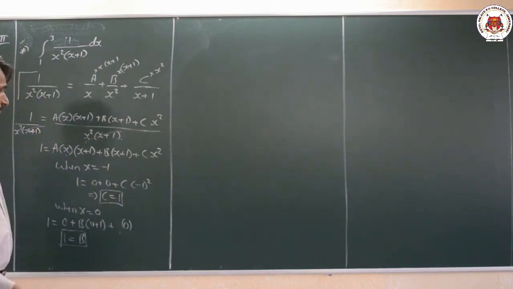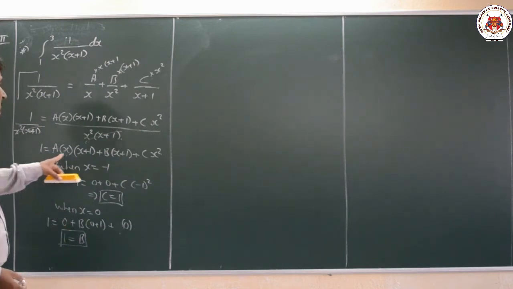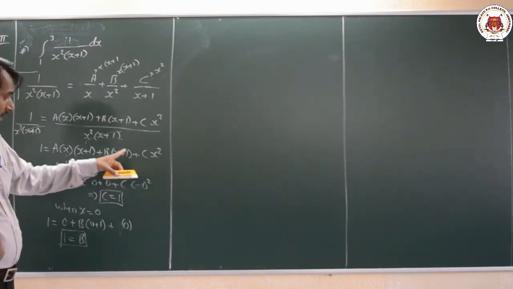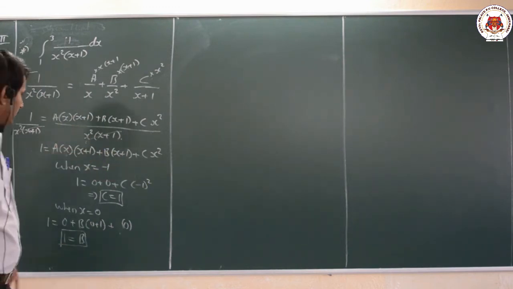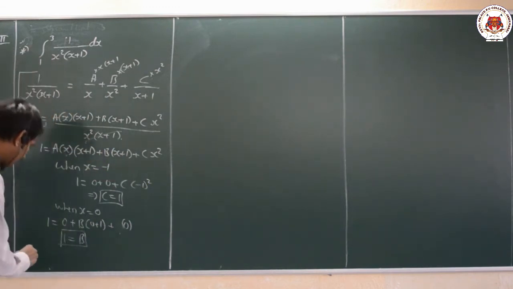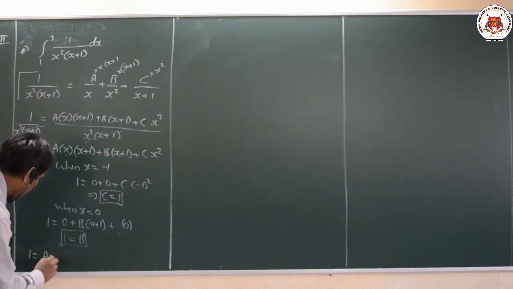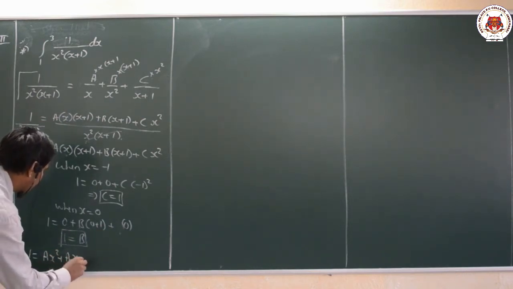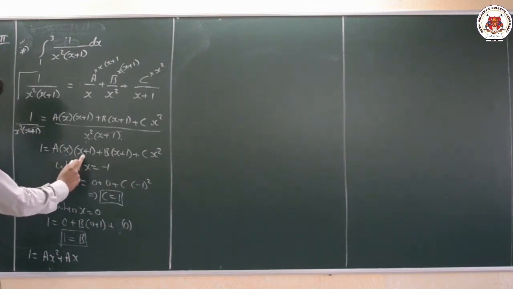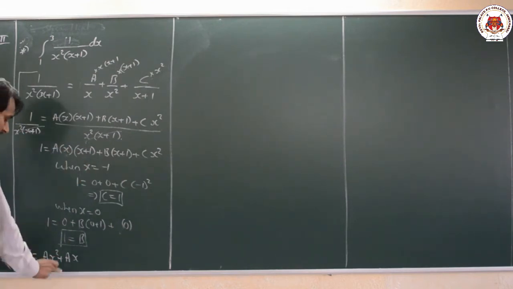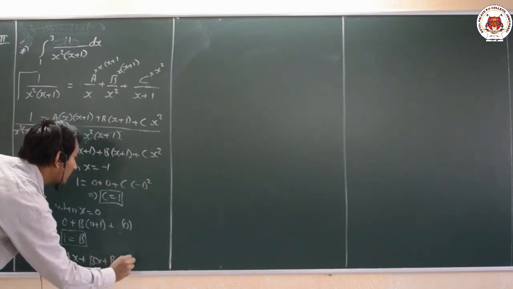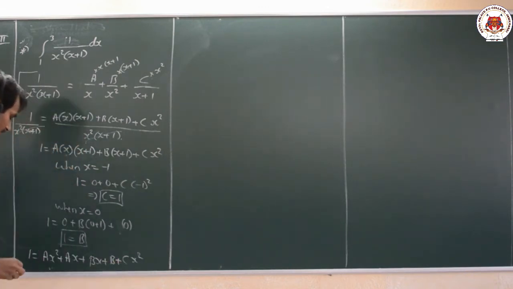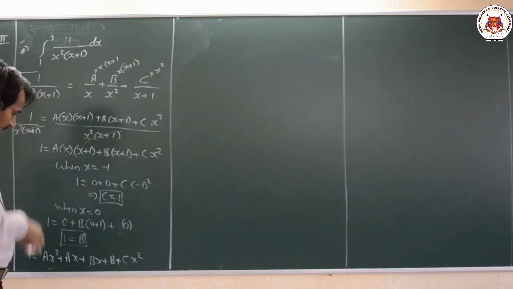Now in case to find out the a value, that time also we have to multiply. For that purpose I had multiplied it at the first only. So now what we get here is 1 is equal to ax square plus ax. I will multiply it, a into x, x square plus x, that is ax square plus x plus bx plus b plus c into x square. Now I require only the value for a.